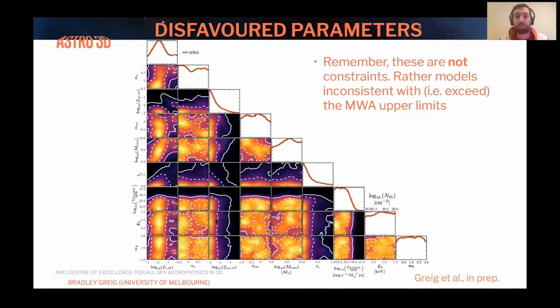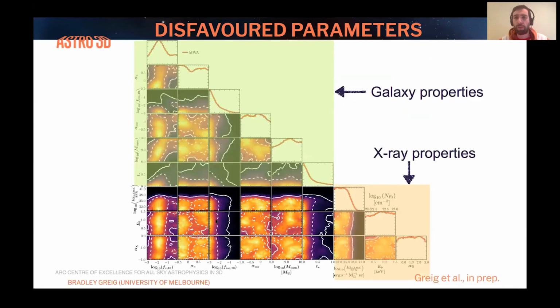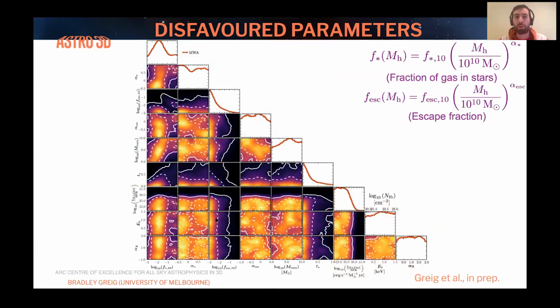Much more simply, what you're interested in here is that the top 6 parameters are your galaxy properties. So this is the escape fraction and the fraction of gas in stars in galaxies, and also the typical mass scales of your ionizing sources. And your bottom 3 are X-ray properties of your galaxy, so basically the ones that are going to control this cold reionization scenario. With low X-ray luminosities, you're going to have these extreme cold reionization models.